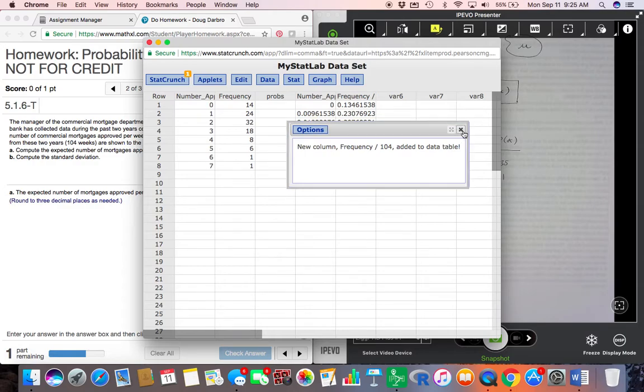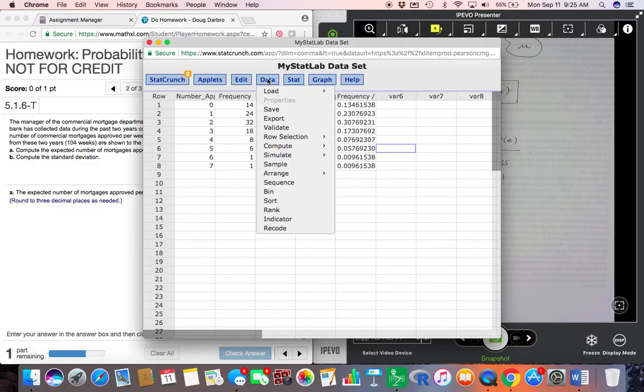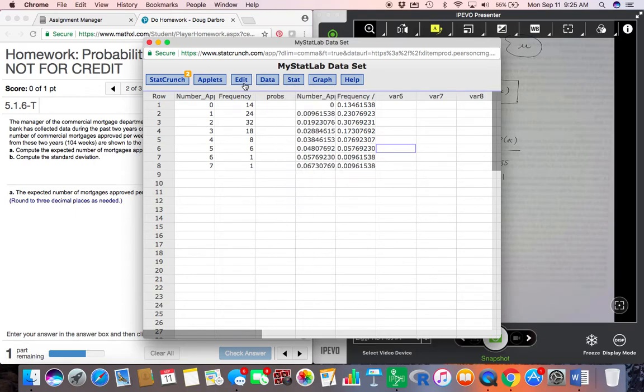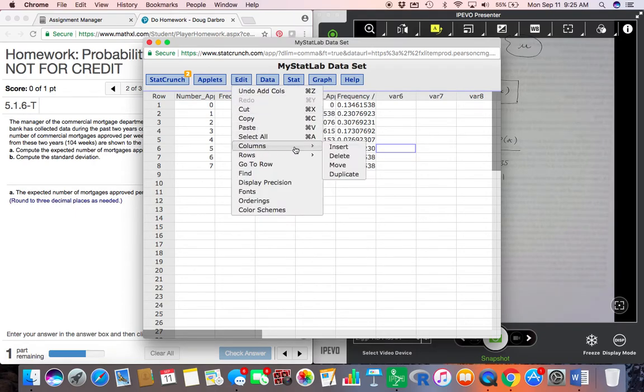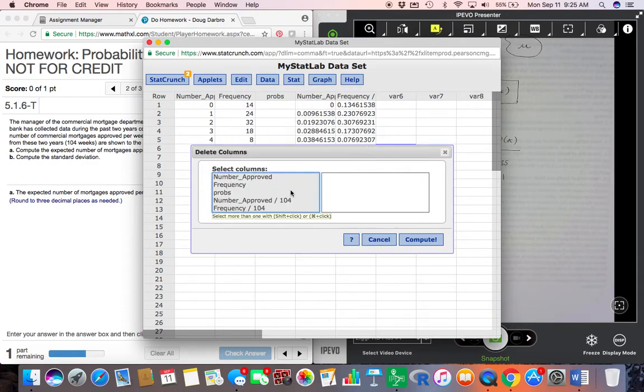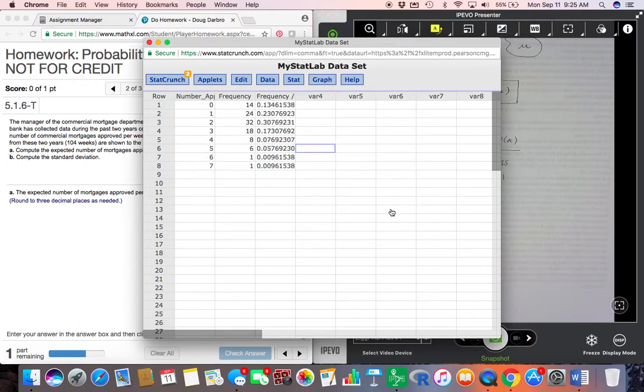Alright, so that's what we want. And guys, I want to get rid of that crap there. That's just ugly. So let me do edit and do columns and delete. And I want to delete probs, and I want to delete that silly column. Alright, so that's what I want there.